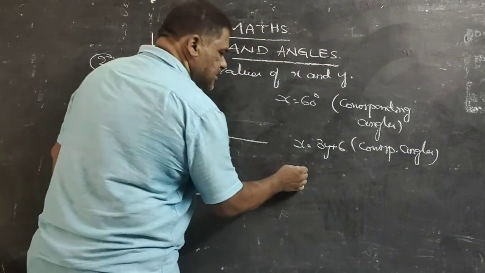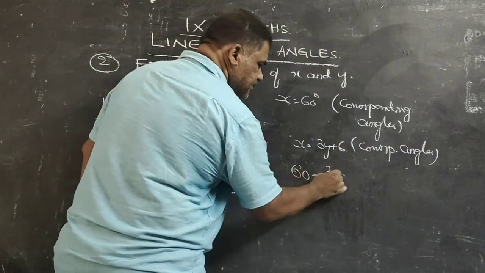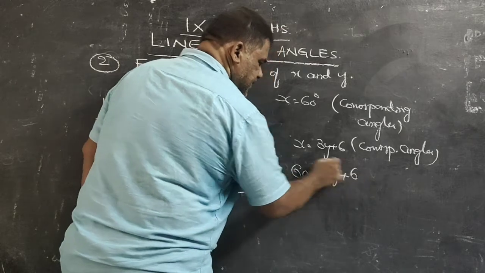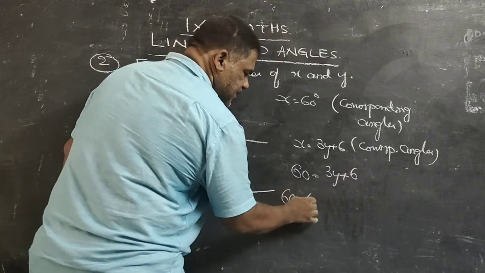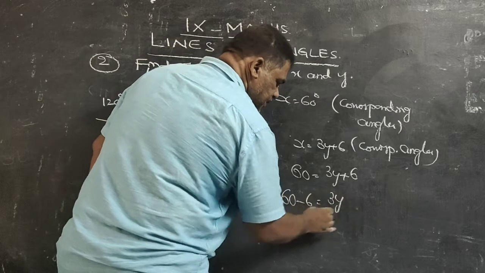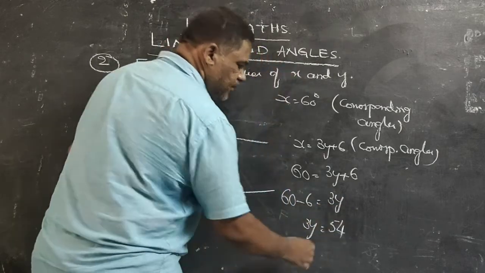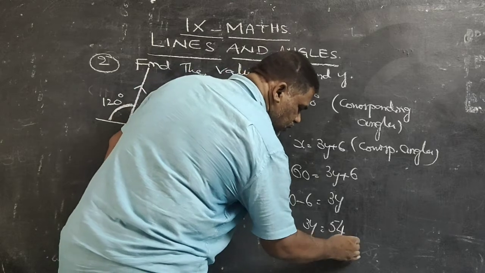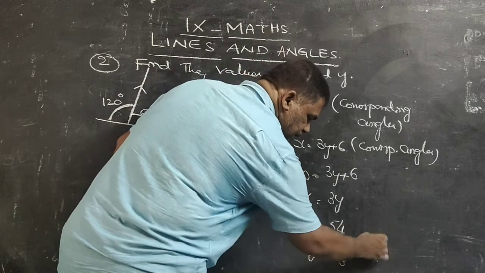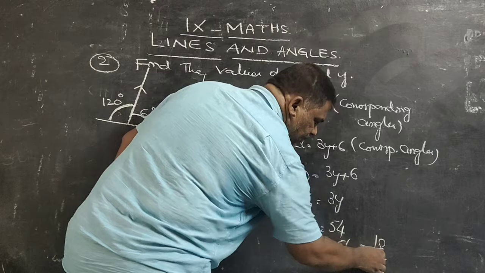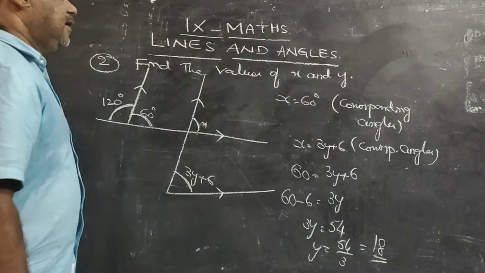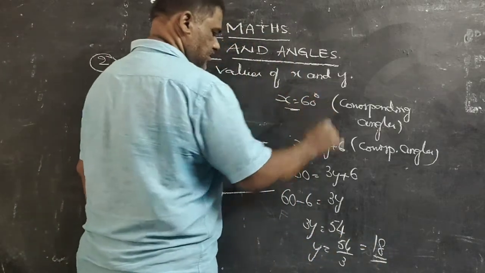If the x value is 60 degrees, substitute here. Send 6 to this side, 60 minus 6 is 3y. So 3y is equal to 60 minus 6, which is 54. y is equal to 54 by 3. 3 eights are 24, so the y value is 18. The x value is 60.